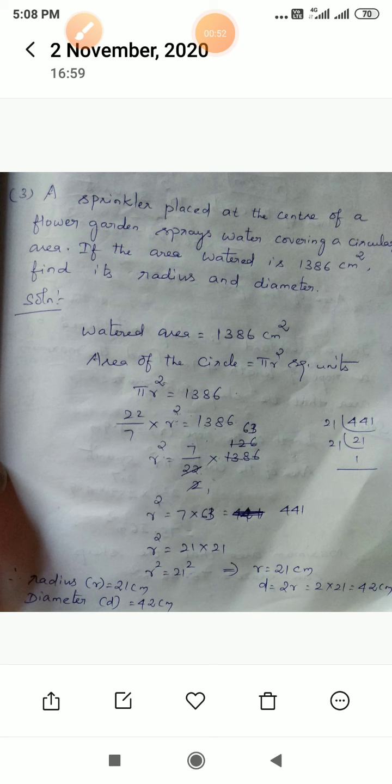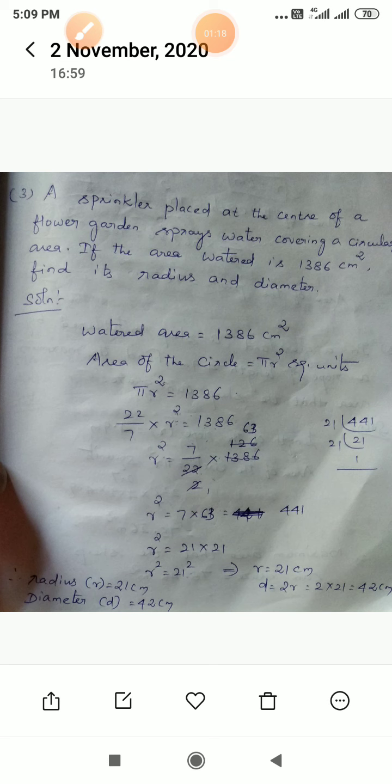Third problem. A sprinkler placed at the center of a flower garden sprays water covering a circular area. If the area watered is 1386 centimeter square, find its radius and diameter. Given watered area is equal to 1386 centimeter square. Now we consider this area as circle area.